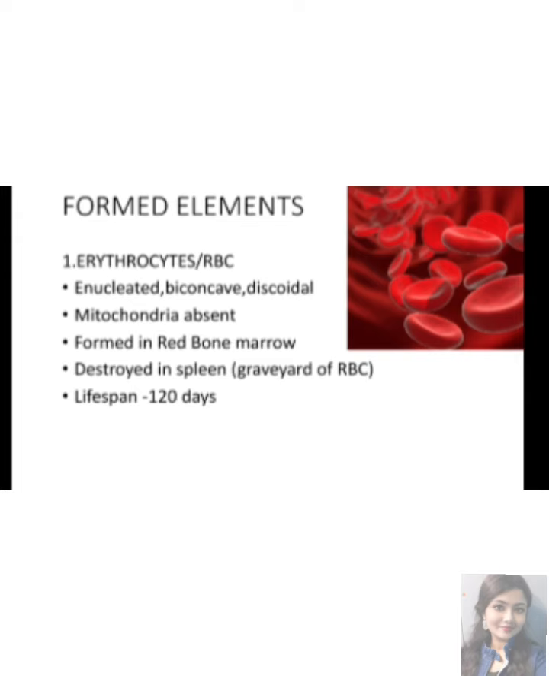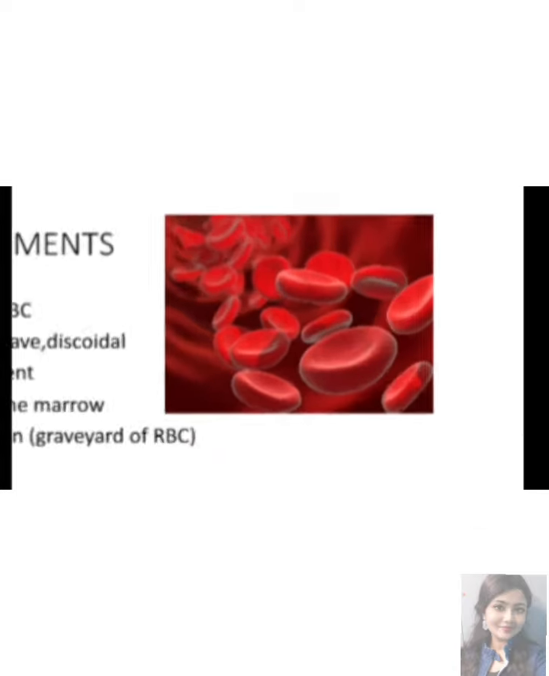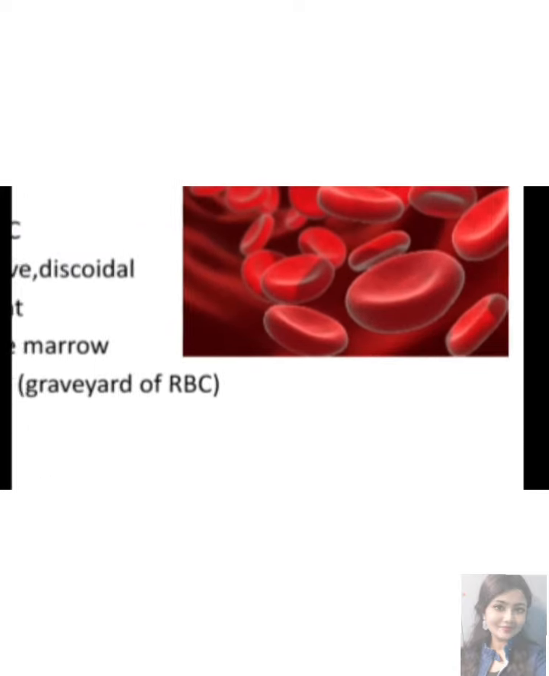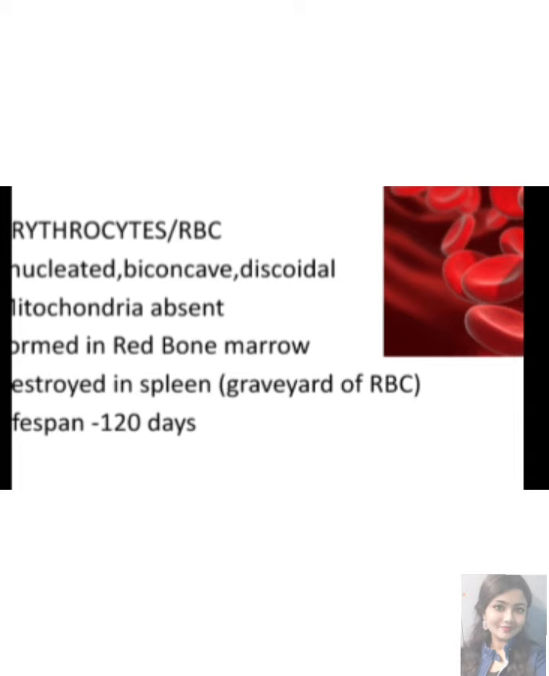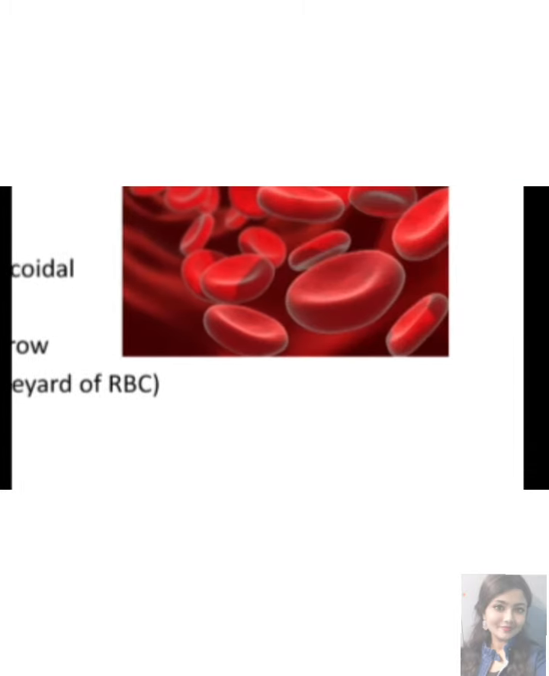Mitochondria is absent. It is formed in red bone marrow. It is destroyed in the spleen, which is also the graveyard of RBC. And the lifespan of RBC or erythrocyte is 120 days, that is 4 months. Here you can see in the pictures that it is actually biconcave in shape, discoidal. This is to facilitate the accommodation of more amount of hemoglobin.